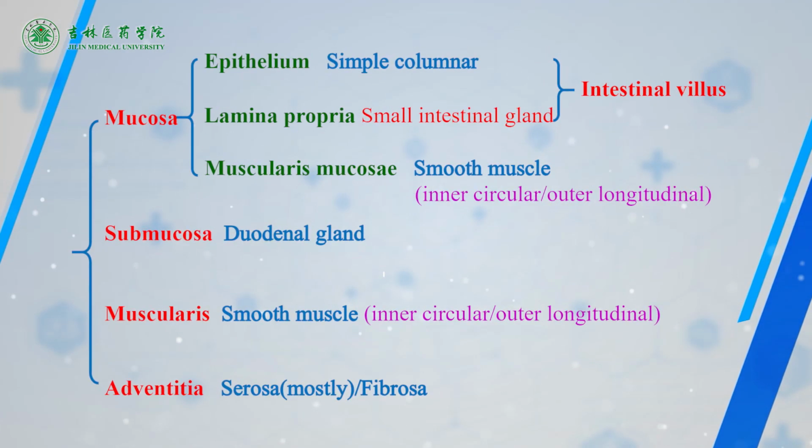Epithelium is simple columnar. Lamina propria contains small intestinal glands. Smooth muscles of the muscularis mucosa form 2 layers: inner circular layer and outer longitudinal layer.